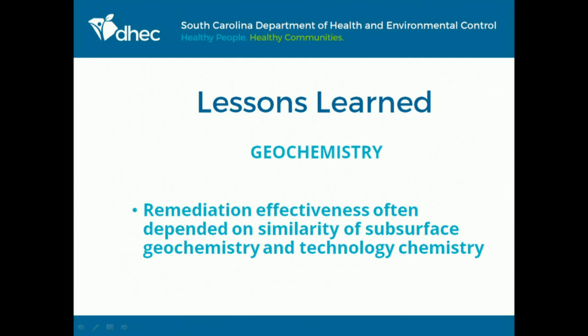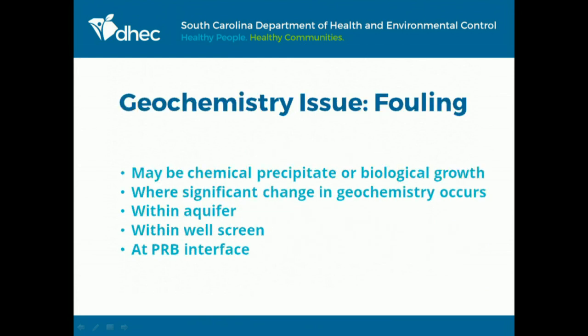For geochemistry, the remediation effectiveness often depended on the similarity of subsurface geochemistry and technology geochemistry. Where we really run into problems is when your technology has a different chemistry than the aquifer, significantly different. If your pH is significantly different, your oxidation reduction potential is significantly different, then you run into some problems. One of the big things that happens when you have a contrast in geochemistry is fouling.